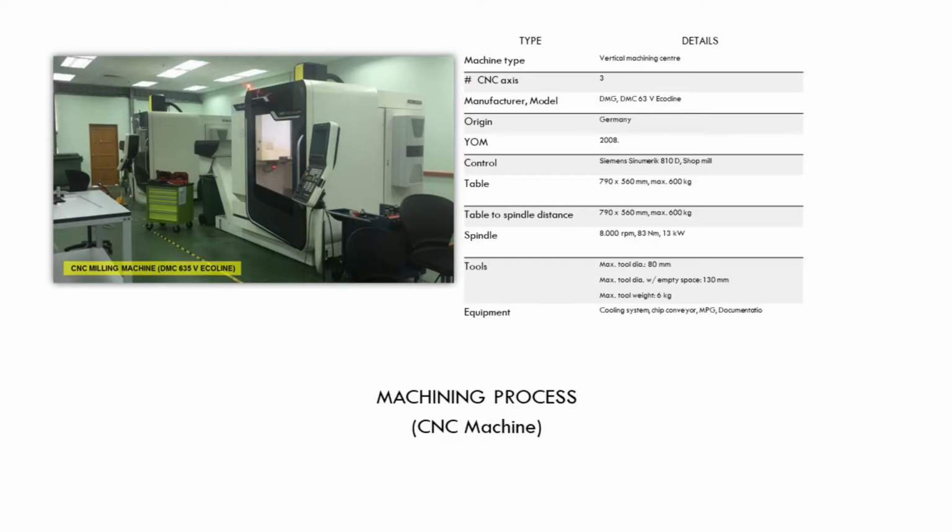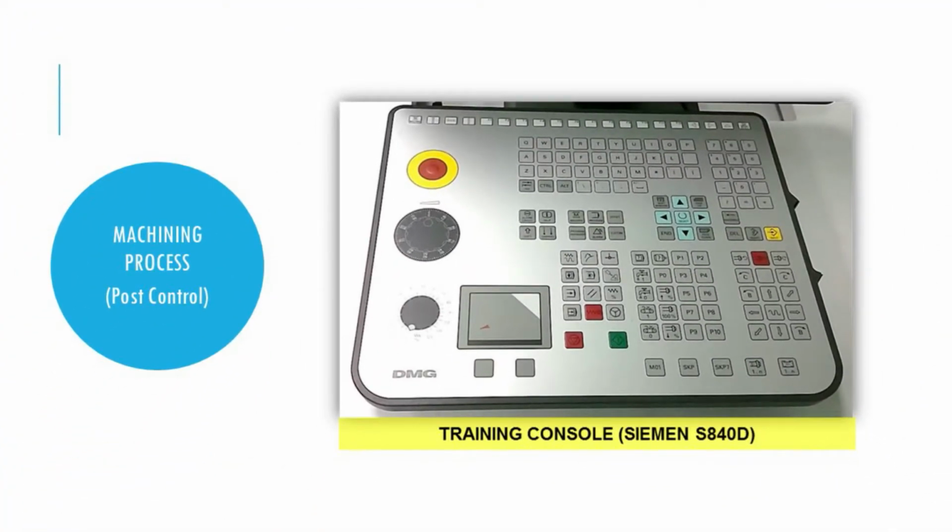These are the type of machine that we chose to perform our machining process. Together, we include the model and the detail of the machine. This model is called the DMC635 vertical Ecoline, manufactured in Germany in 2008, and it can also work in 3 axes. For the post control, a Siemens S840D console is used to control the process of the CNC machine.